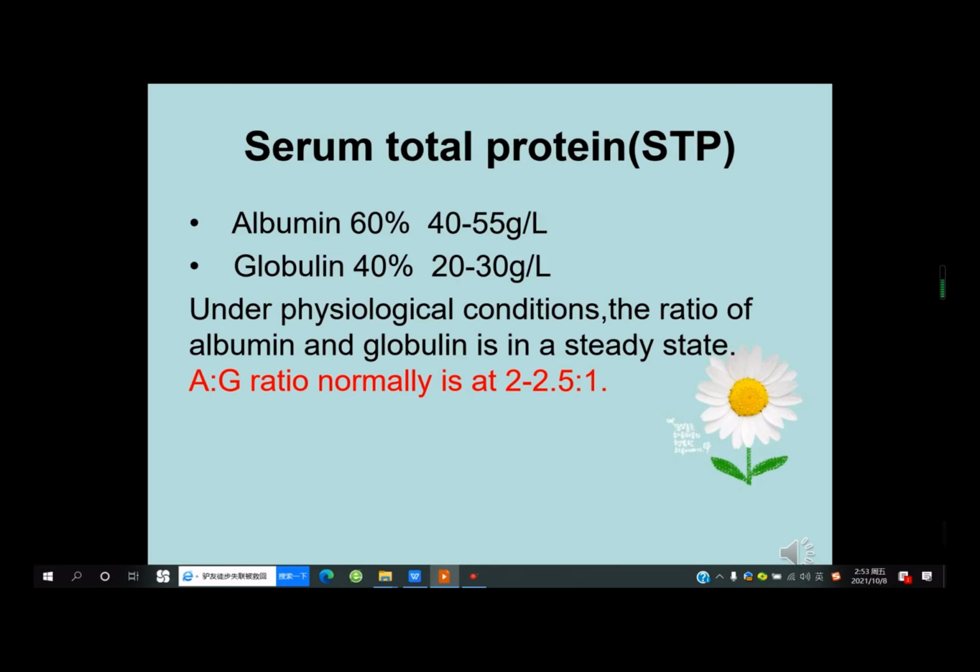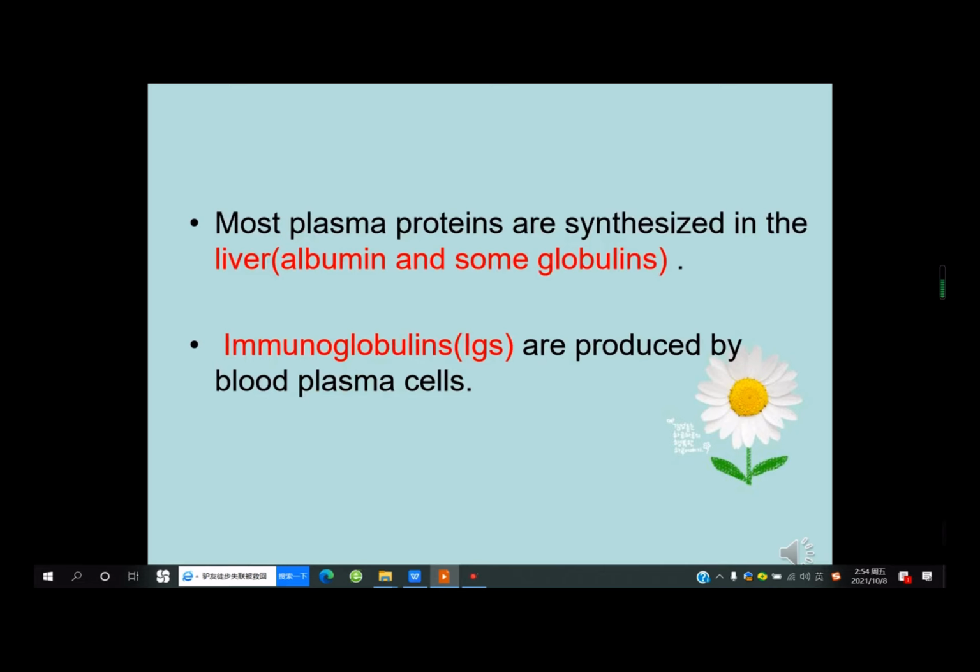Under physiological conditions, the ratio of albumin and globulin is in a steady state. The ratio of albumin and globulin is from 1.5 to 2.5 versus 1. Albumin and some globulins are synthesized in the liver, but immunoglobulins are produced by blood plasma cells, which is the difference between albumin and globulin.